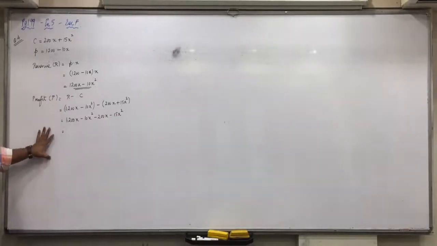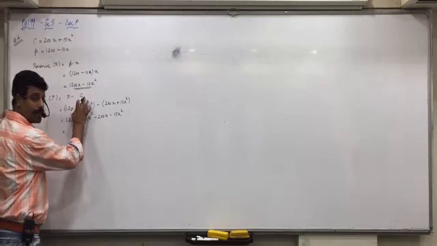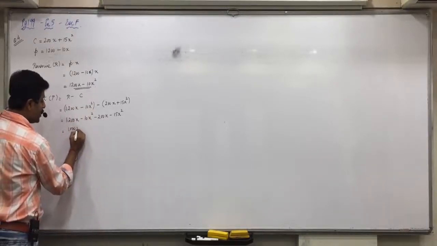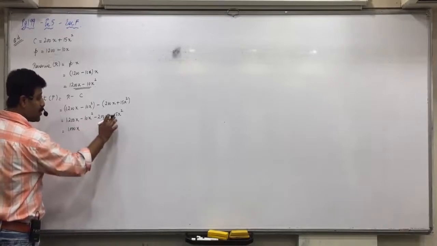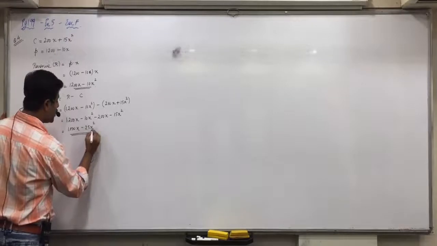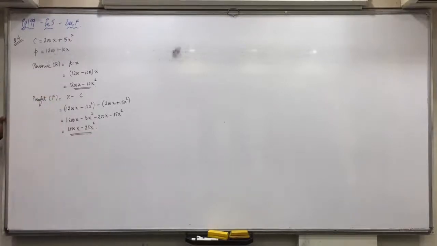Any confusions up till here? We are first finding the profit function. Okay, revenue minus cost. 1200x minus 200x, 1000x, minus 10x square minus 15x square, minus 25x square. This is the profit function. 1000x minus 25x square. Any doubt in this?